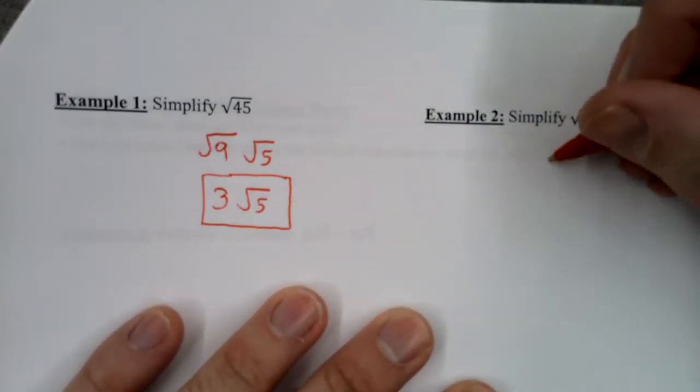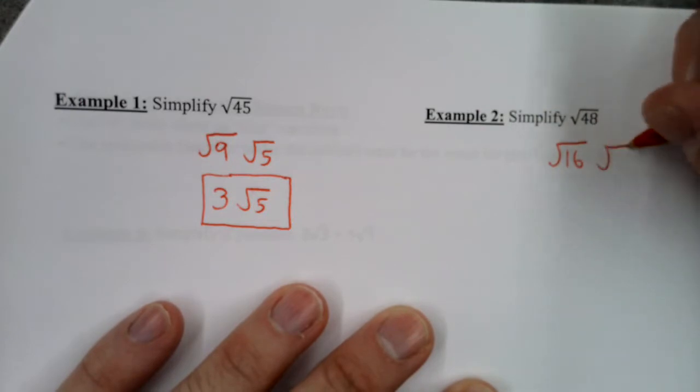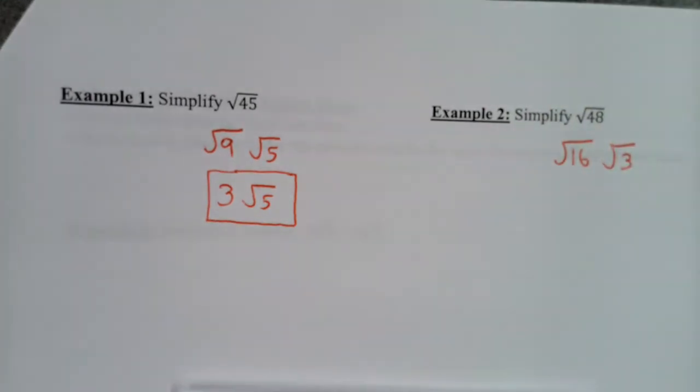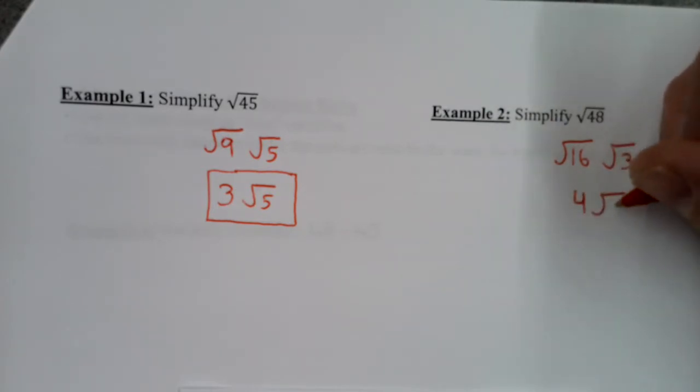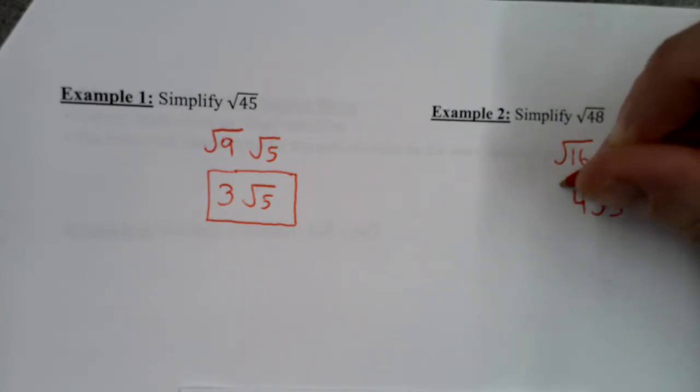So I break down the square root of 48 into square root of 16 times square root of 3. Then the square root of 16 becomes 4. So the final answer will be 4 square root of 3.